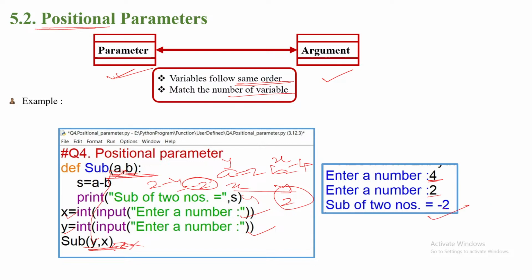Clear? So variables follow the same order. Whatever variables you have written here, if you change that position, then also it will take the first argument for the first parameter, and the second for the second parameter, right? So that is why position cannot be changed and you must match the number of values. Here we are passing both, which one? Arguments and parameters. But for default parameters, what are we doing? Parameters we are passing, but argument we are not passing, right?